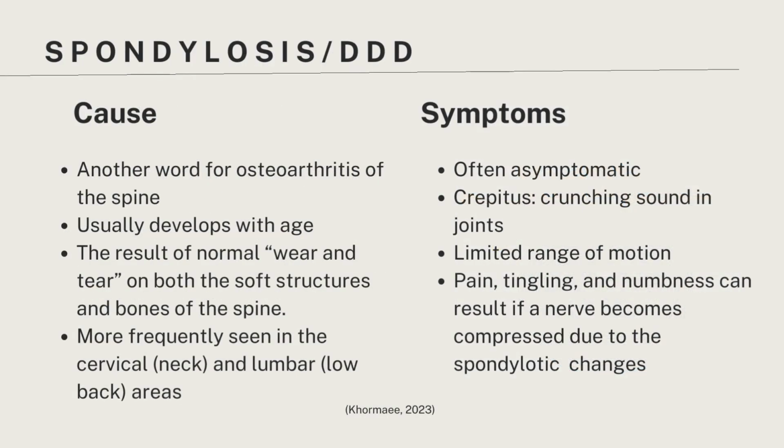The first pathology I want to talk about is spondylosis and degenerative disc disease. This is caused by osteoarthritis of the spine. It usually develops with age and is the result of normal wear and tear of the bones of the spine. It's frequently seen in the cervical and lumbar areas where you see the most motion. It is often asymptomatic. You may experience some crepitus, which is a crunching sound in the joints, a limited range of motion, and in more advanced cases, pain, tingling, and numbness can result from a nerve being compressed due to bony overgrowth.